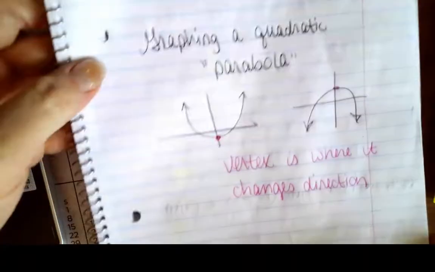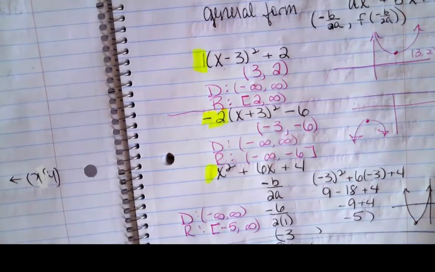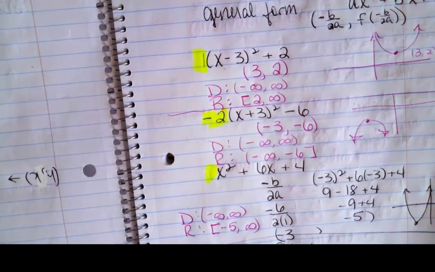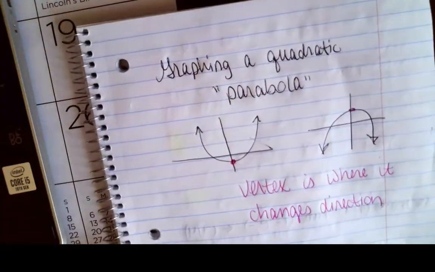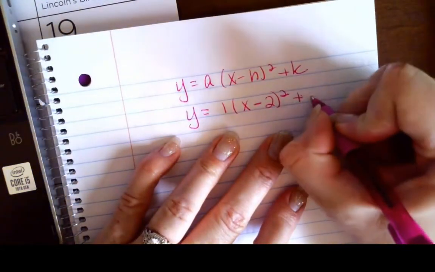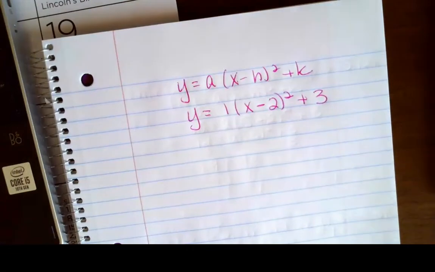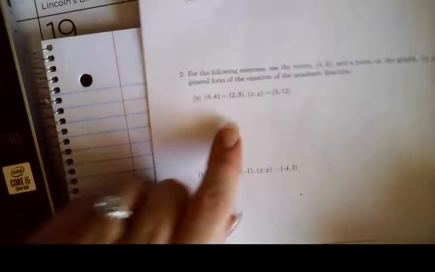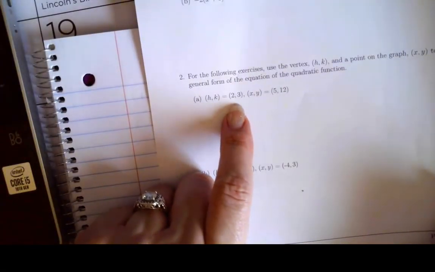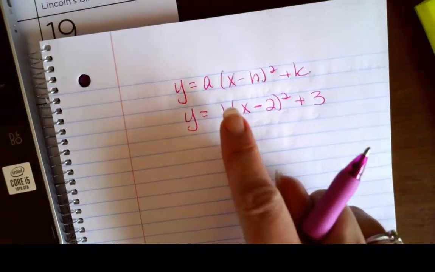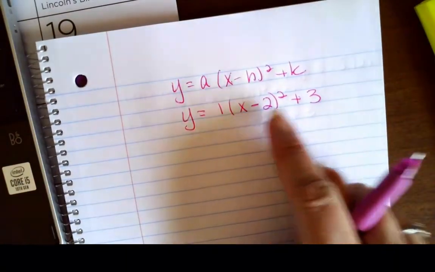was it 2? Yes, your h was 2. Plus a k of 3. Let me look at this paper. Here is 2, 3. Okay, so this comes in as x minus 2 squared plus 3.